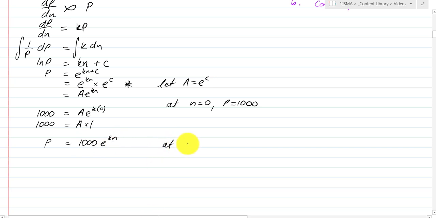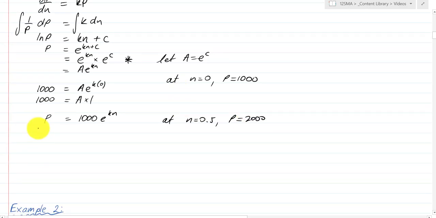We also know that at n equals 0.5, the population is equal to 2000. That's our doubling rate. So we get 2000 is equal to 1000 e to the 0.5n. I suspect I'm going to have to make some more room in a minute. And rearranging this, 2000 divided by 1000 is 2, equals e to the 0.5n. Taking a log of both sides, I get 0.5n equals the natural log of 2, and n equals 2 log 2.